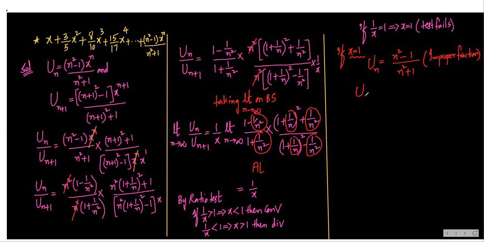un is equal to n square common. n square common, 1 plus 1 by n square. Cancel it and then apply limit.